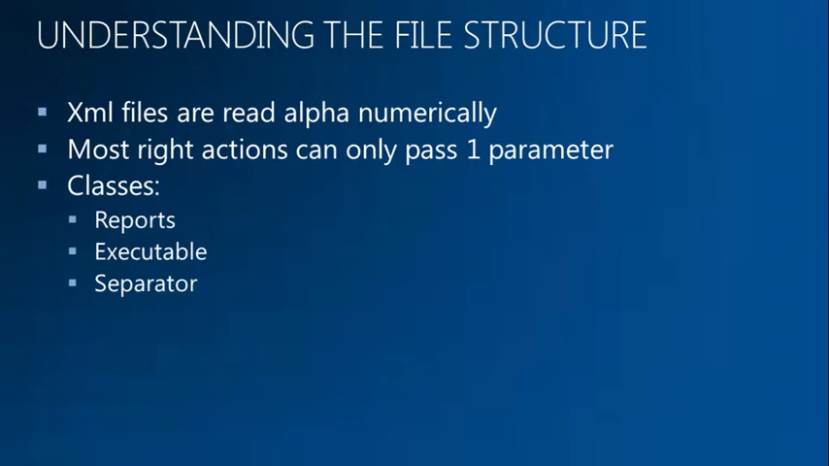Most right-click actions take only one parameter. There are some, like Status Message Viewer and a couple of others, that will take multiple parameters. So for instance, if you right-click on a machine that's in a collection, you can pass the computer name or you can pass the collection ID. You can't pass both at the same time. This creates a problem.